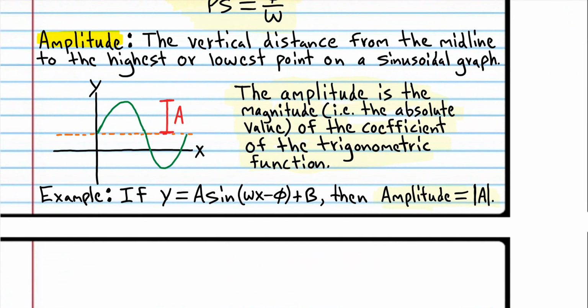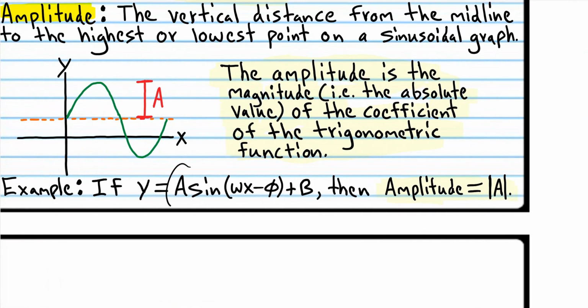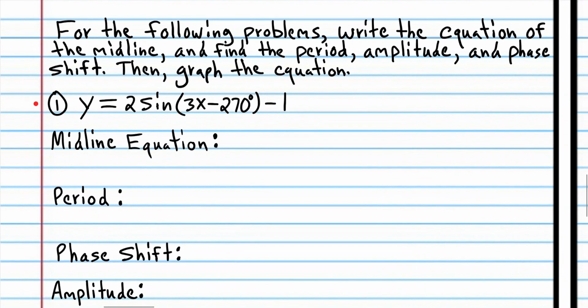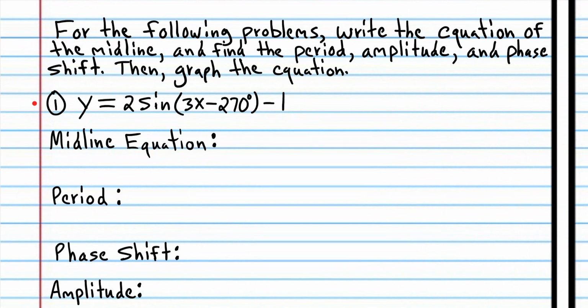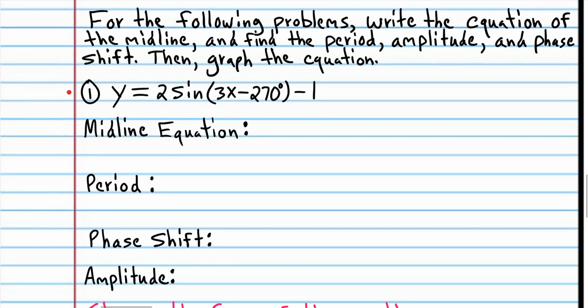One last note, the amplitude is always going to be positive. In some cases, the coefficient of the trigonometric function is negative. The amplitude is always defined to be positive, so we always take the absolute value of that number. So it says here, for the following problems, write the equation of the midline and find the period, amplitude, and phase shift, then graph the equation. So this is all going to become much clearer as we do some practice problems.